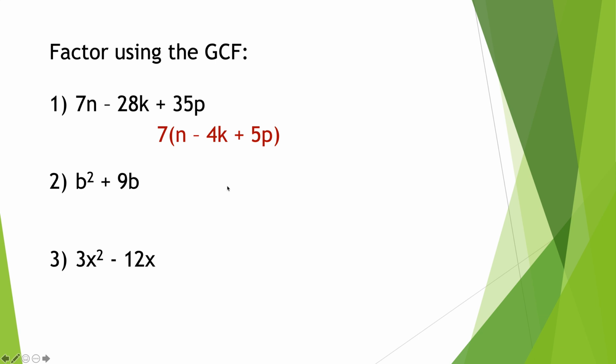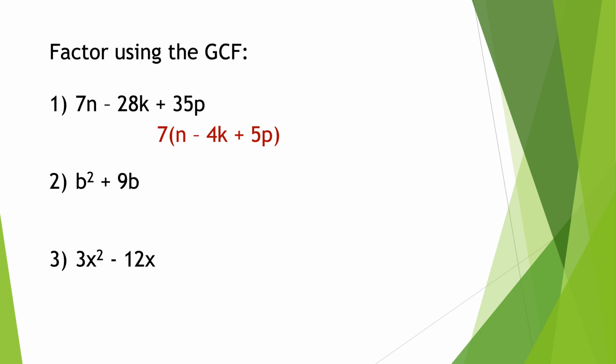Now, what we always say to check our reverse engineering is to distribute back and see if it checks. So 7 times n is 7n, 7 times -4k is -28k, and 7 times 5p is 35p. Okay? So that one right there, that's a very standard type of factoring using the greatest common factor. Standard, excuse me, in the sense that you're looking for a numerical common factor.